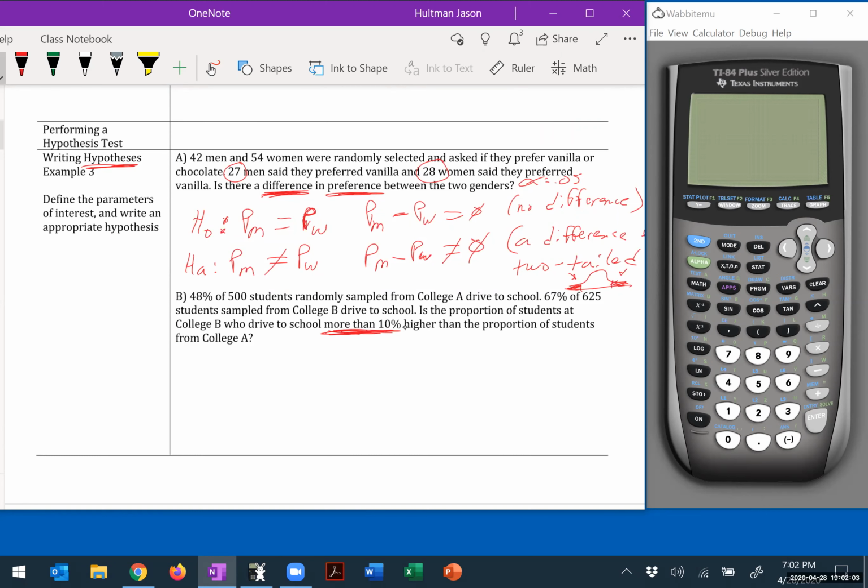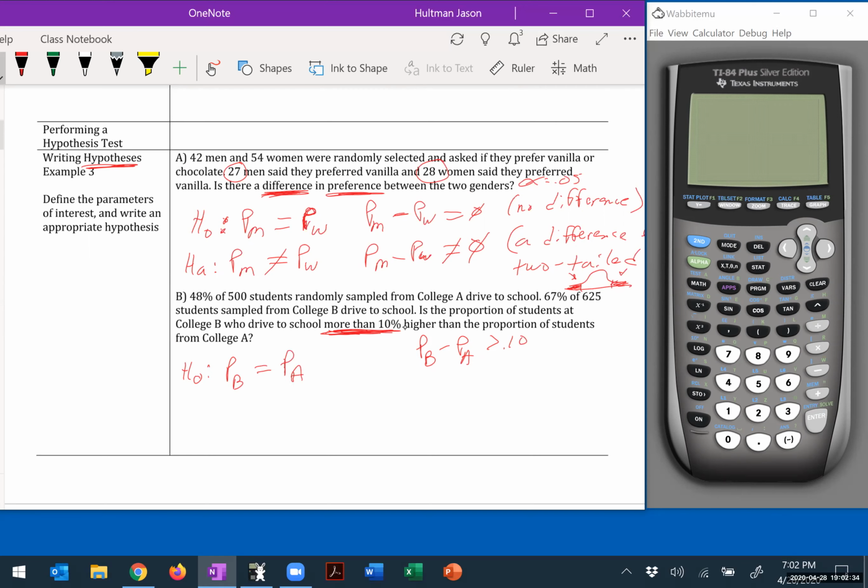So that tells me that the probability of B minus the probability of A is more than 10%. That's what we're looking for. Is B minus A bigger than 10%? Is the difference bigger than 10%? So what would H0 be? Well, H0 would be that they are equal, always equal. The null always has the equal sign. So the probability of B is equal to the probability of A.